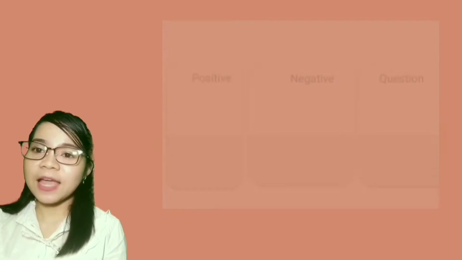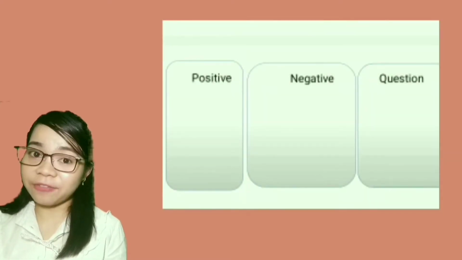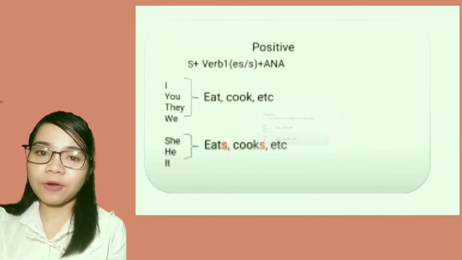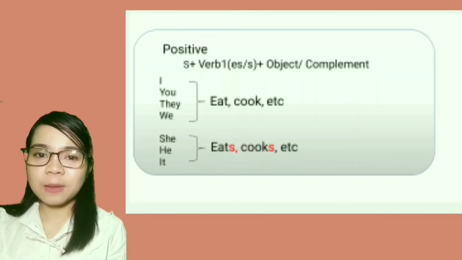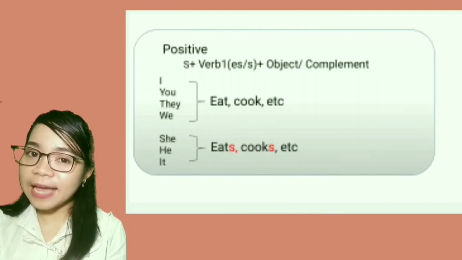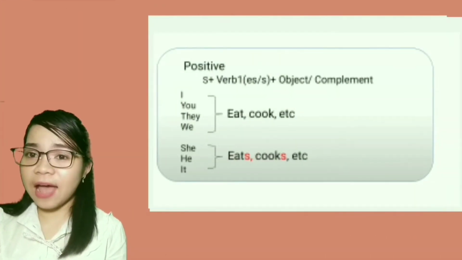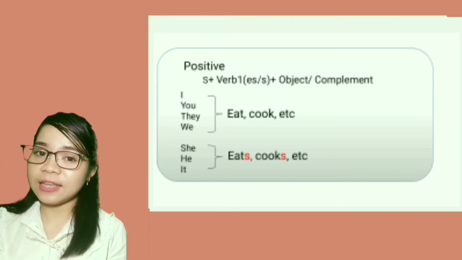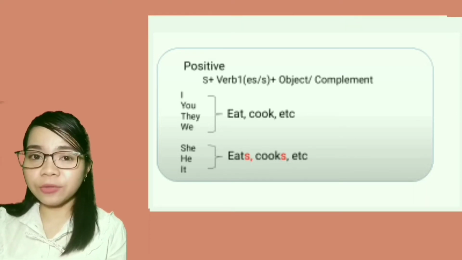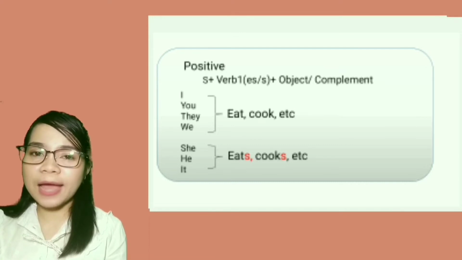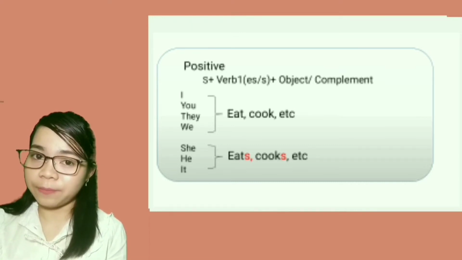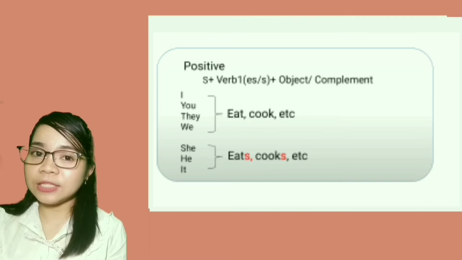I will divide the form into three parts or three sections: positive, negative, and question. Positive, the formula is subject plus verb. You may add es or s at the end of the verb. Subject such as I, you, they, we, she, he, it. If the subject is I, you, they, we, you don't need to put s or es at the end of the verb. So just directly use the verb.